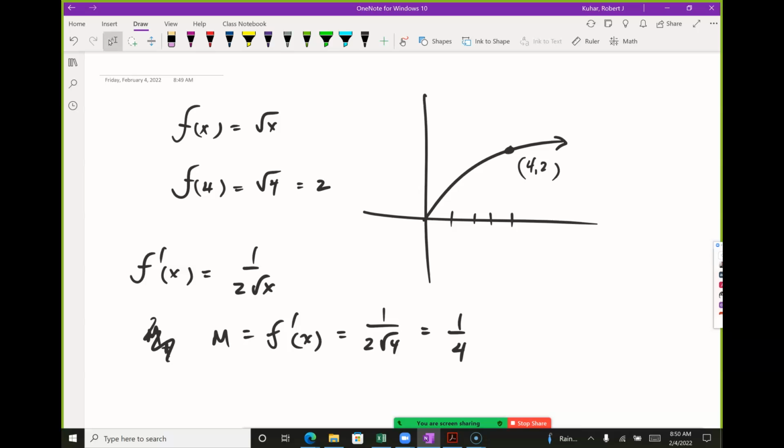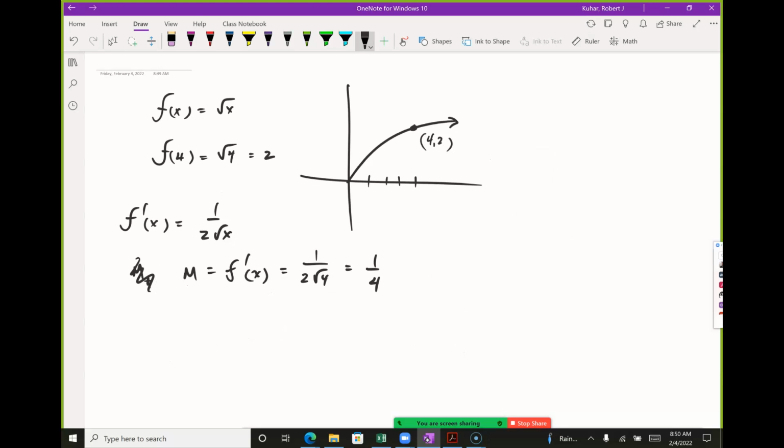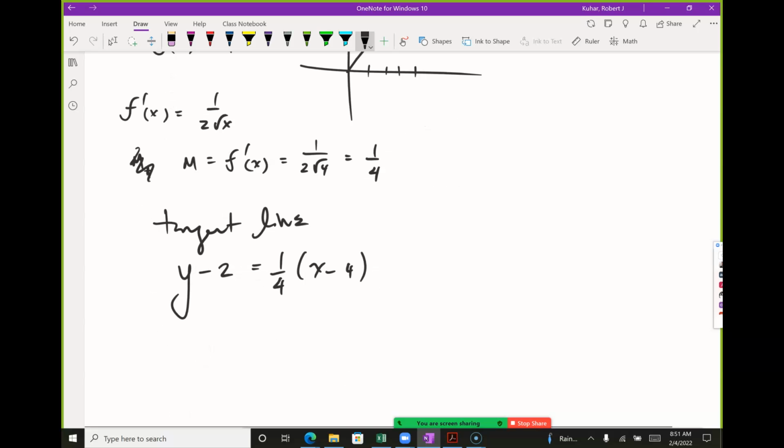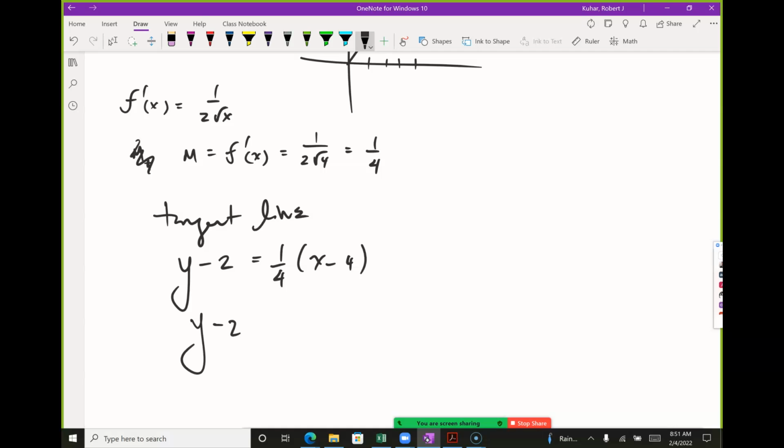I need a point on the curve. Anything in the domain is fine when I'm double checking my derivative. And I need the slope. And then I have everything I need to get my tangent line, right? So my tangent line is going to come from y minus 2 equals 1/4 times x minus 4. So y minus 2 equals 1/4 x minus 1. So y equals 1/4 x plus 1. Make sure someone double checks me, please.